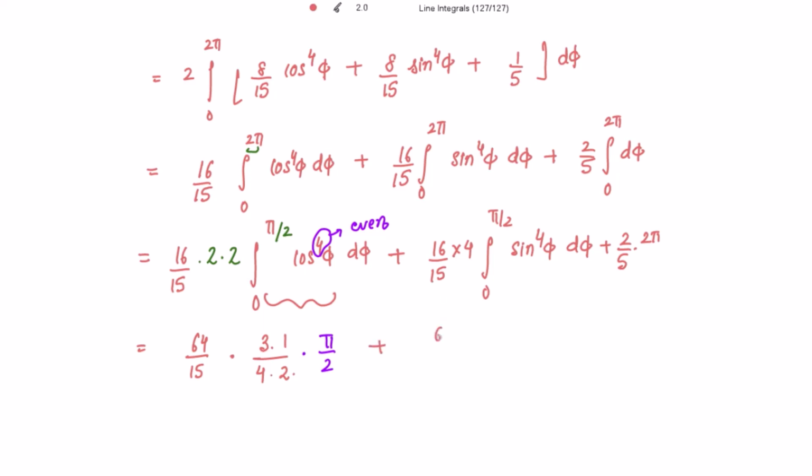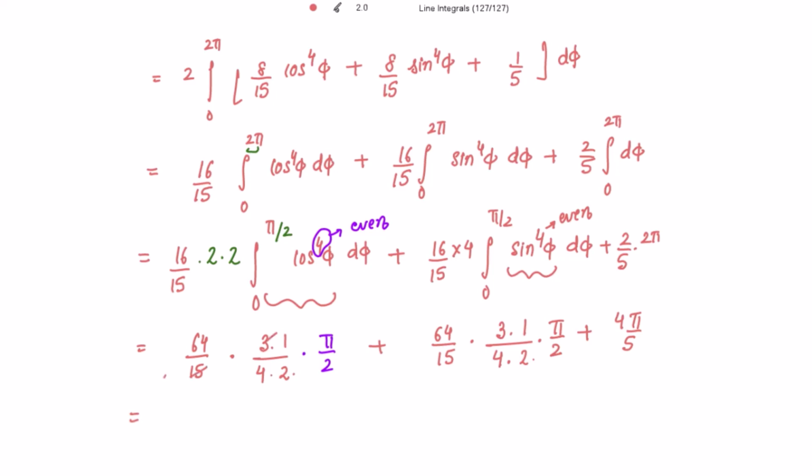Plus, this is also 64 divided by 15. Applying the reduction formula over here, again the power is 4. So 4 minus 1 is 3, 4 minus 3 is 1, divided by writing the power and subtracting the even numbers from this power. So 4 minus 2 is 2 and 4 minus 4 is 0, not required. And because it is an even number, I also have to multiply this with pi by 2, right? Plus, this is 4 pi divided by 5.